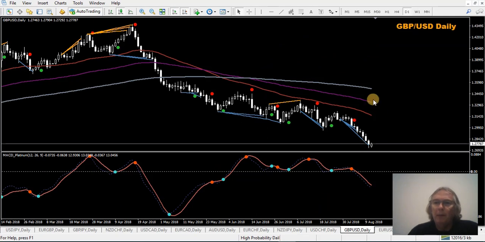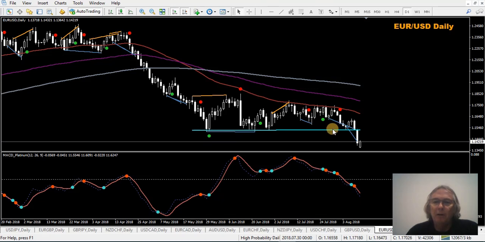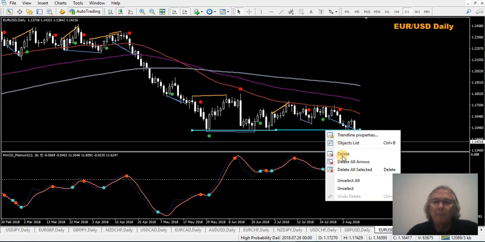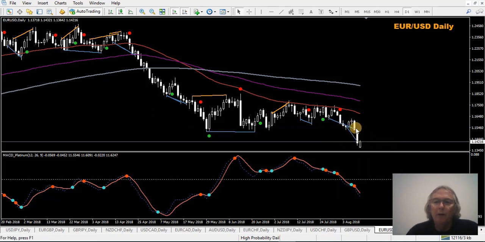Pound USD, probably got out of my sell trade a little bit early, but that's neither here nor there. I was reluctant to take it, but it just didn't look that good at the time, and it's proved me wrong, but that's trading for you. Euro USD, I closed out of this too. This support level is now being well and truly broken, so I'll probably ditch that if I can get rid of it. There we go. So that support level has been broken to the downside, and we were in a sell trade, but I've closed out of it.